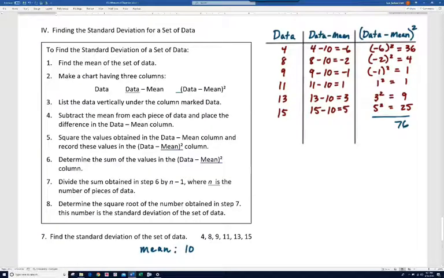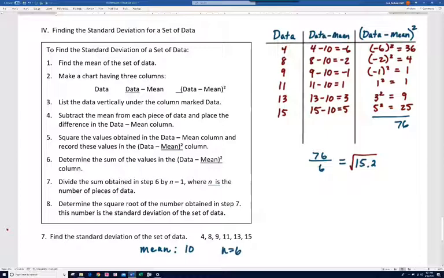On number 7, it says divide the sum obtained in step 6 by n minus 1, where n is the number of pieces of data. So we're going to take our 76 and divide by n minus 1. And again, n is the number of pieces of data, so you can see here that would be 6. So we divide by 6 and we get 15.2. And then finally it says determine the square root of the number obtained in step 7. So we'll take the square root of 15.2.